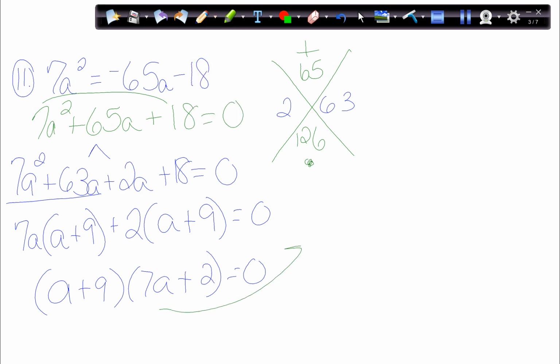And now the only extra step with the solving is you take each factor and you set it equal to 0. So I'm going to get a equals negative 9 and a equals negative 2/7.